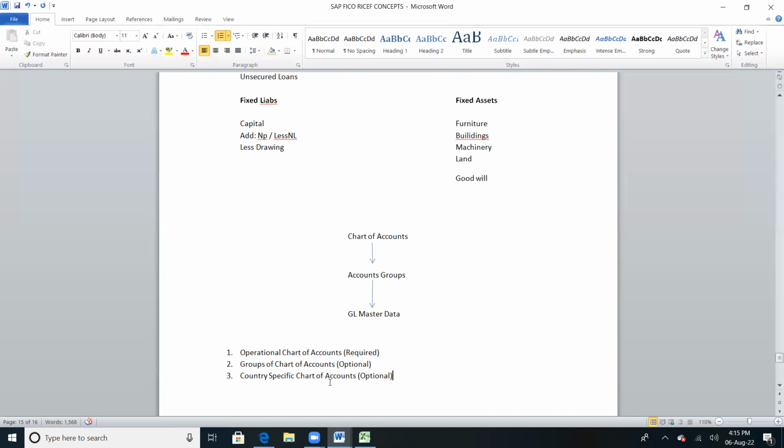Understood. There are three types of chart of accounts. One is operational chart of accounts, which is mandatory, then group chart of accounts, and country specific chart of accounts. Any questions still here? Clear, Naveen.